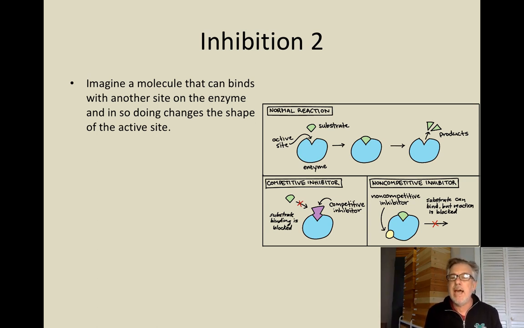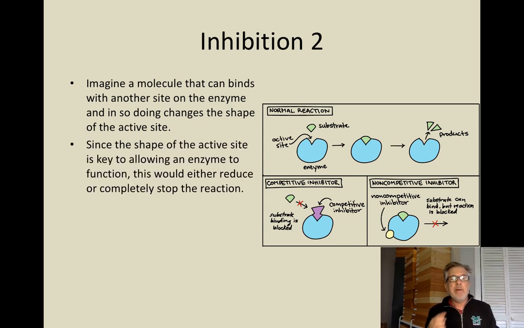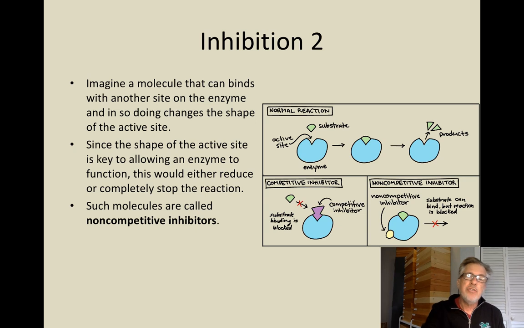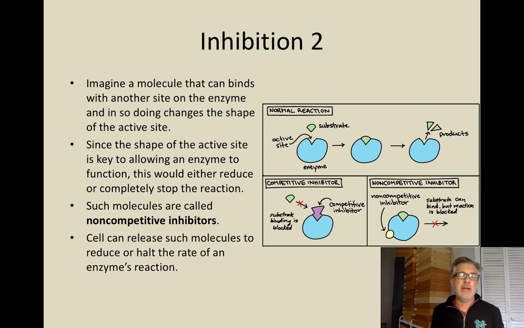It could either change the active site shape, or it could just prevent further action by the enzyme on the substrate. The shape of the active site is key to allowing an enzyme to function. So if you were to change the shape of the active site, this would either reduce the rate of the reaction or bring it to a complete halt. Such molecules are called non-competitive inhibitors, and once again, a cell could release these non-competitive inhibitors and control an enzyme reaction. In other words, decrease the rate of an enzyme-mediated reaction.